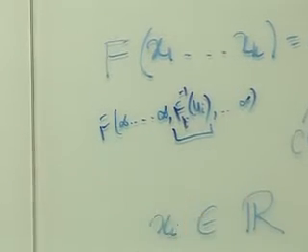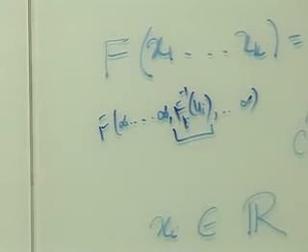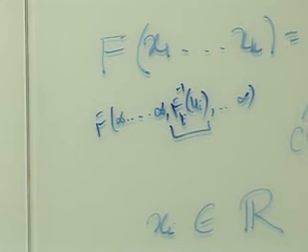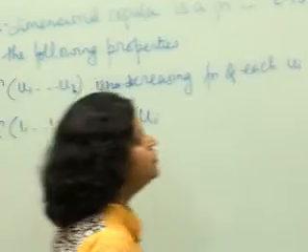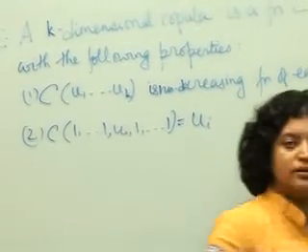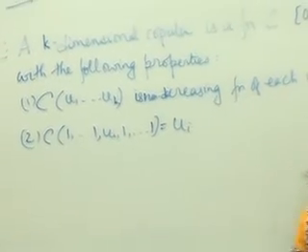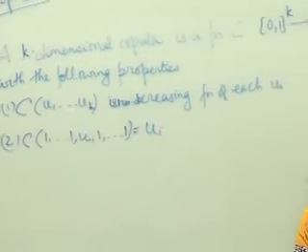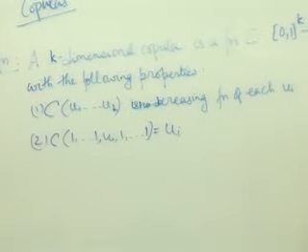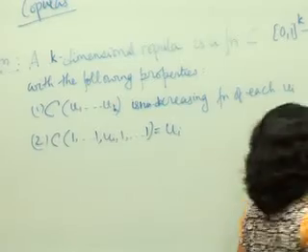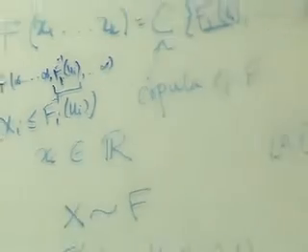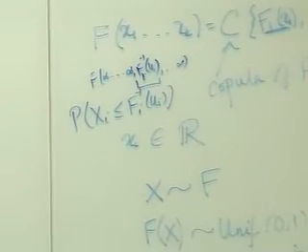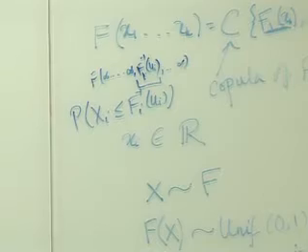Everything else can be any value. The ith component is less than f_i inverse ui. So the probability of this should be ui. Okay, so this is the same as the probability that xi is less than f_i inverse of ui. So this is f_i of f_i inverse ui, which is ui. So this should hold.